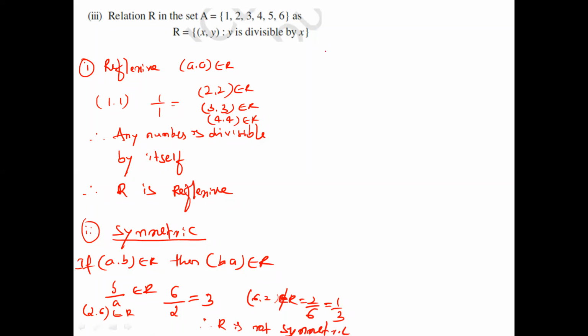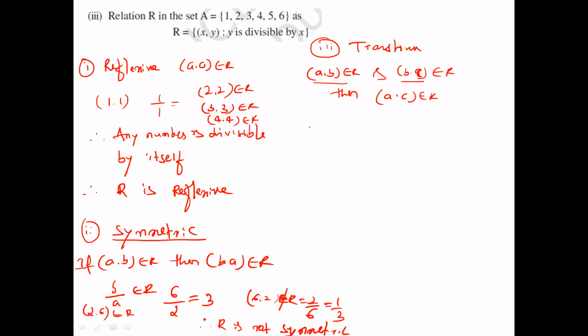Yes, third one, transitive. Okay, transitive. How to see this one? What is the transitive condition? If (a, b) belongs to R and (b, c) belongs to R, then (a, c) also belongs to R. This is the definition. First, I have to take the (a, b) that satisfies the condition, then (b, c), then we'll check (a, c).